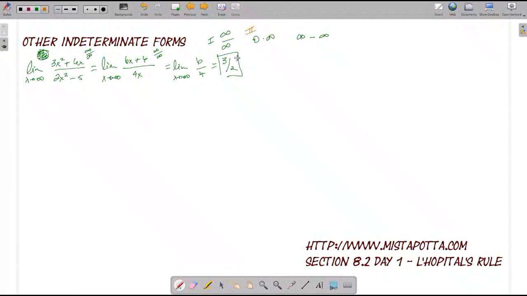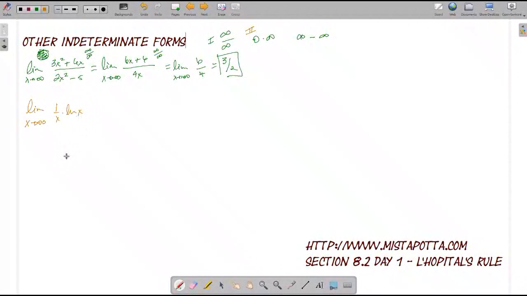this 0 times infinity. Of course, it seems to us that 0 times anything should be 0. Infinity times anything should be without bound. And so the limit will be 0 or undefined or some value in between. So let's do a sample limit of this. The limit as x approaches infinity of 1 over x times the natural log of x.